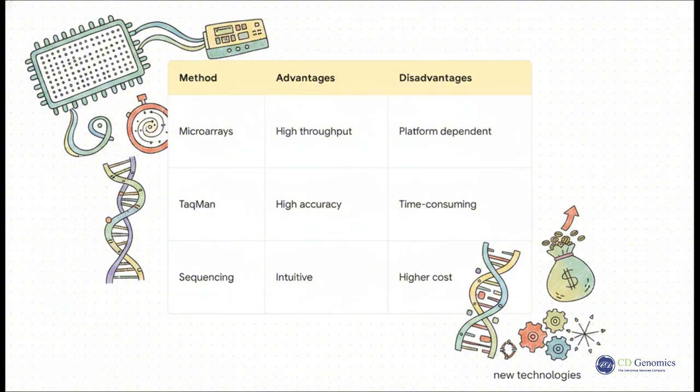As you can see here, DNA microarrays offer incredible throughput and versatility, but they do rely on specific pre-built platforms. TaqMan fluorescent probes are super accurate and easy to interpret, but synthesizing those custom probes takes time. And while direct sequencing is definitely the most intuitive method because it can discover brand new, totally unknown mutations, it has historically been held back by higher costs and lower throughput. Although, to be fair, new tech is changing that really fast.